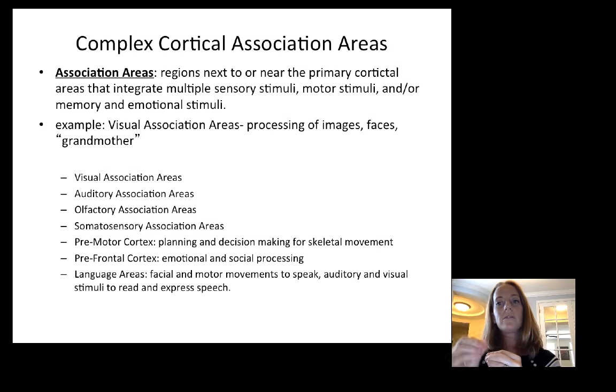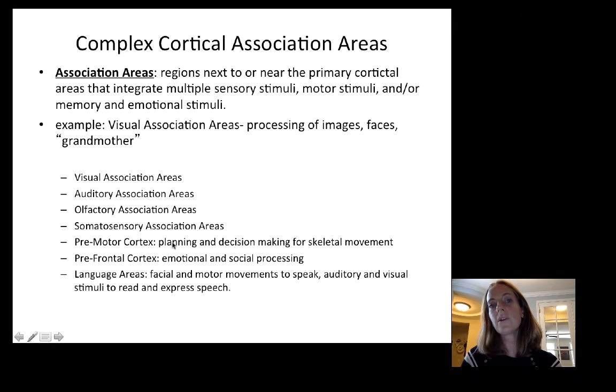And now I'm going to associate it with all of the other wonderful things that are associated with my grandma, the smell of her spaghetti sauce, the cookies that she makes, all of that kind of thing. So we have visual association areas, auditory association areas, olfactory, somatosensory. Then we also have association areas or specialized areas for motor.